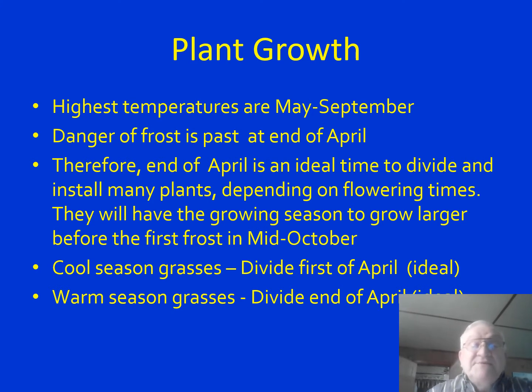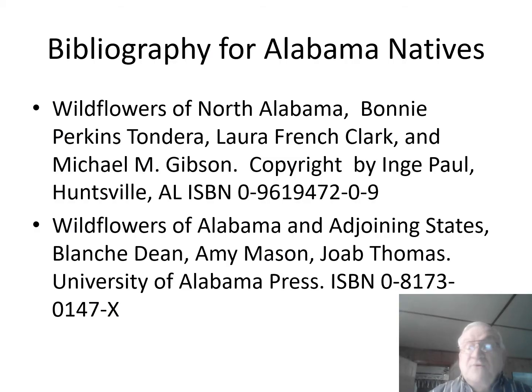Plant growth in the southeast, the highest temperatures are in May to September, and the danger of frost is usually passed by the end of April. Therefore, the end of April is an ideal time to divide and install many plants depending on the flowering times. You don't want to plant something while it's flowering. They'll have a growing season to grow though, and then it'll have to grow larger before the first frost in mid-October, and it can take the frost better. Cool season grasses should be divided the first part of April, and warm season grasses toward the end of April, or maybe even May if the weather's different.